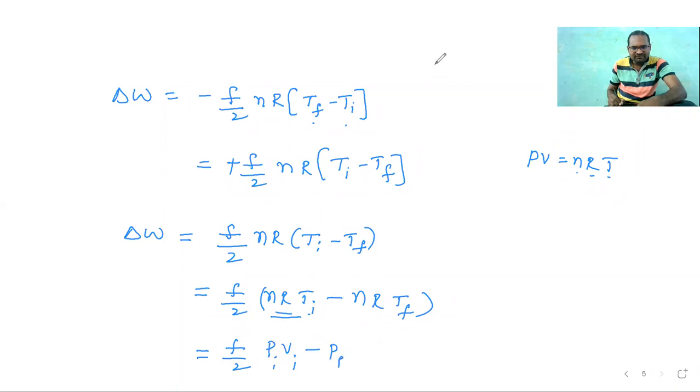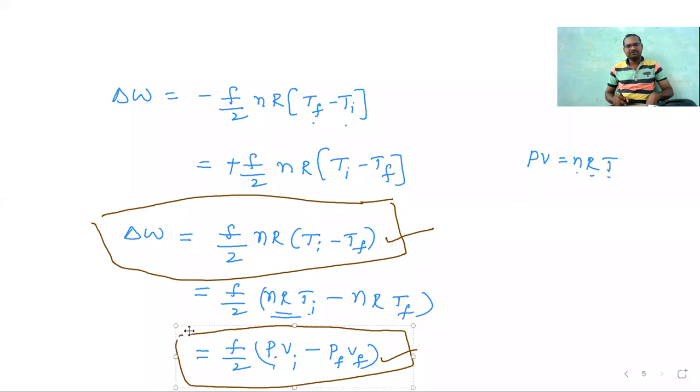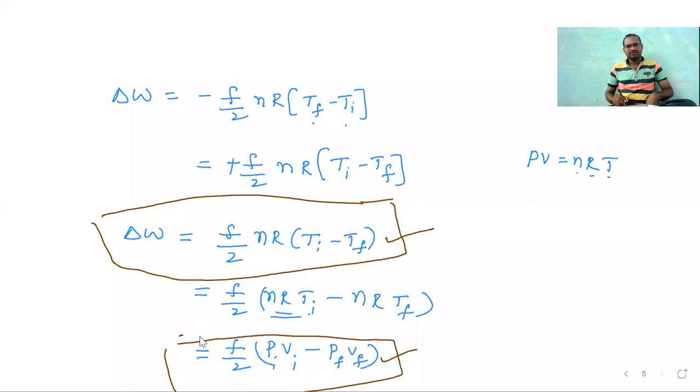These two formulas you need to remember. They are very important. Work done in an adiabatic process is F by 2 nR (T initial minus T final), or F by 2 times (P initial V initial minus P final V final). Very important, so note it down and keep it in boxes. I think your subjective material may not have this formula. You need to remember these formulas; they are very important for solving questions. Clear?